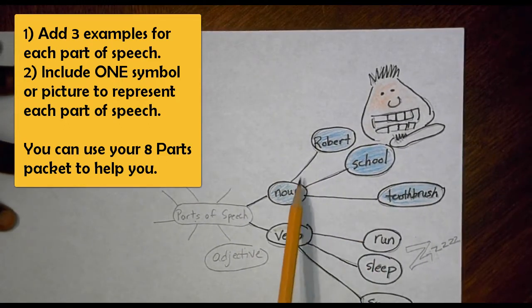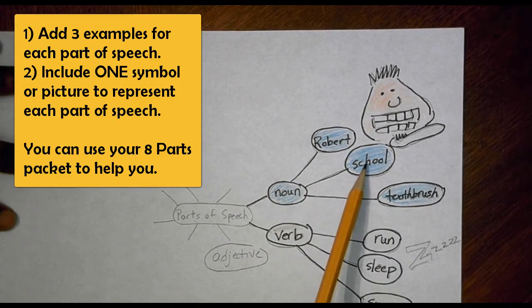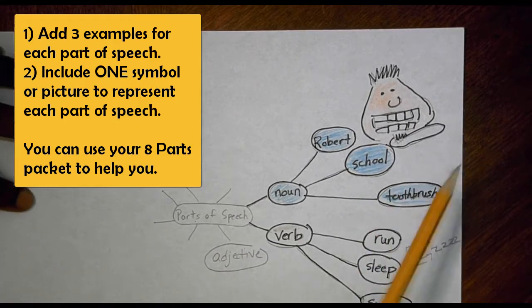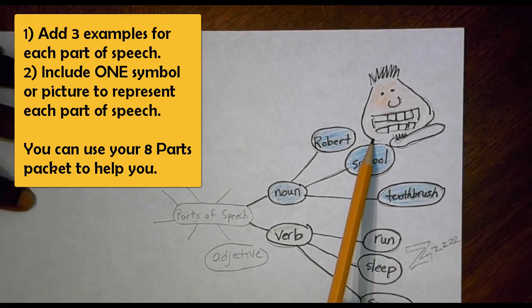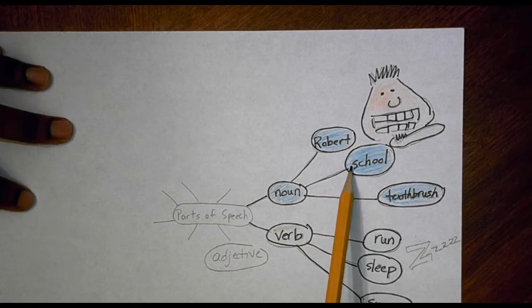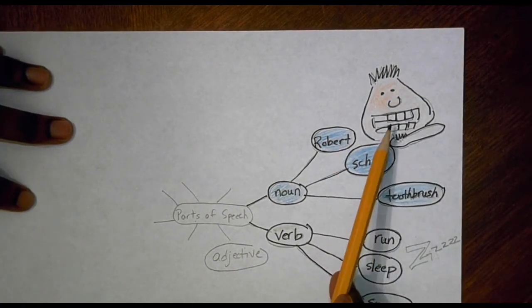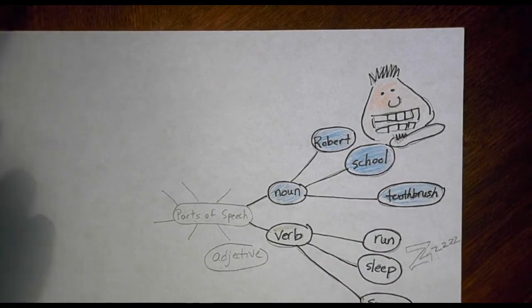So for noun, person, place, or thing, I have Robert, school, toothbrush. Use whatever you like. It's totally up to you. As long as it's a noun, it's A-okay. Then you add a little symbol to represent that part of speech. So I wanted to go ahead and use toothbrush, and I figured I'd go ahead and use my little Robert character in there with it.